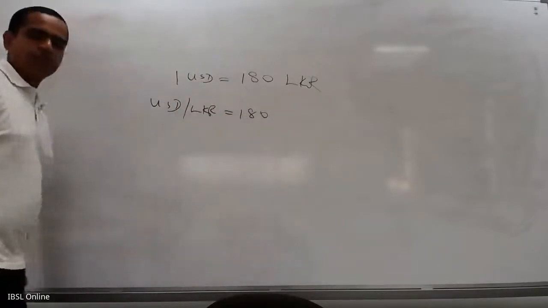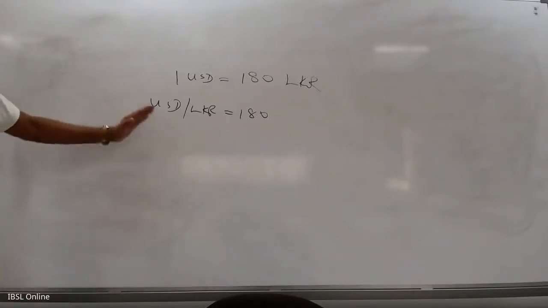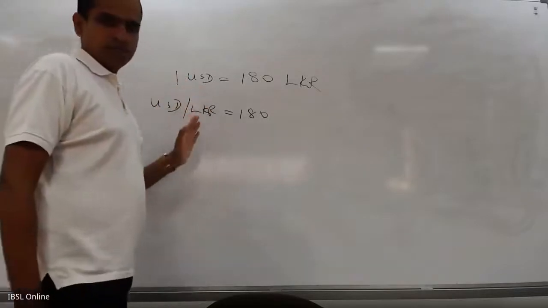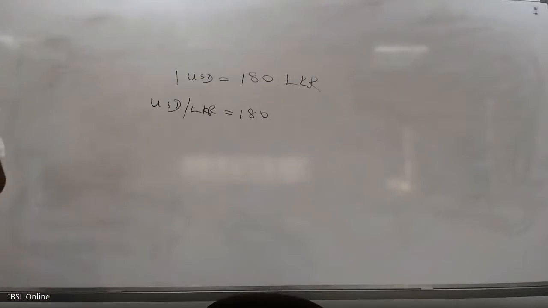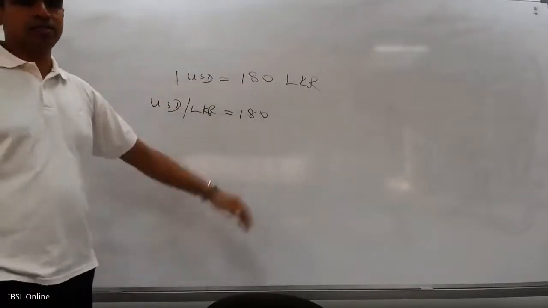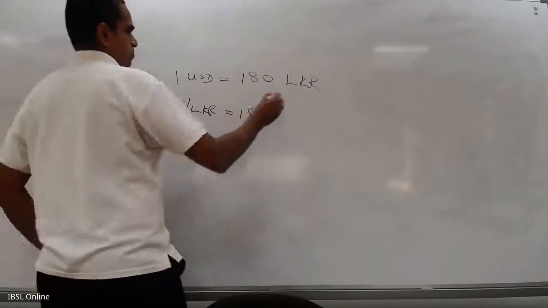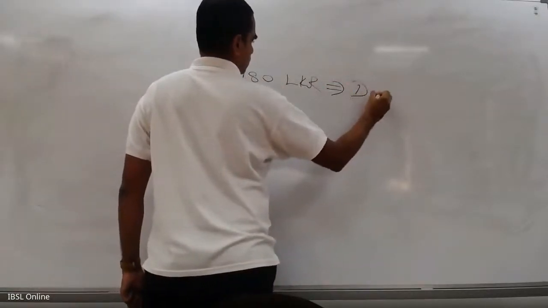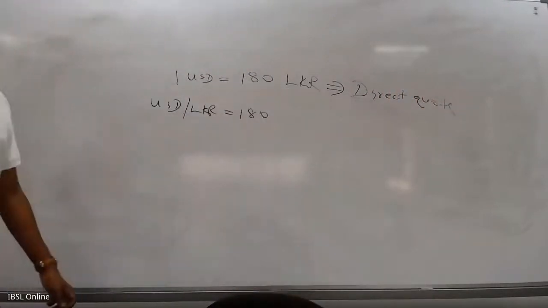Now, first question: out of these two, which one is the base currency? Dollar is the base. Good. Now we are quoting for us, right? For the Sri Lankan, which one is the foreign currency? Is it the dollar or the rupee? The foreign currency is the dollar, right? So we are quoting 1 unit of foreign currency in terms of local currency. This is called a direct quote.